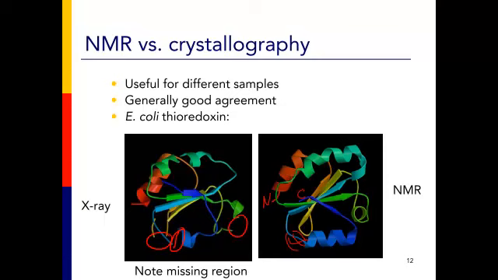Okay, but both are useful. The fact that they both give us essentially the same structure means that NMR, which is a solvent method, and X-ray crystallography, which is not a solvent method, are both valid and valuable structure determination techniques.